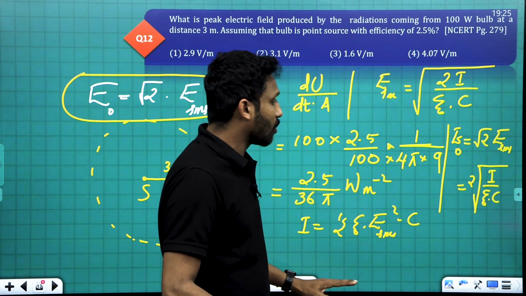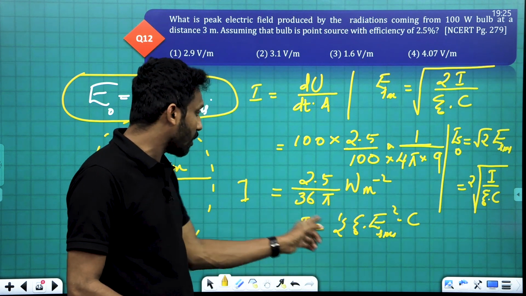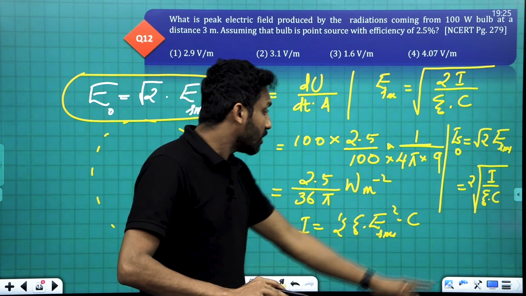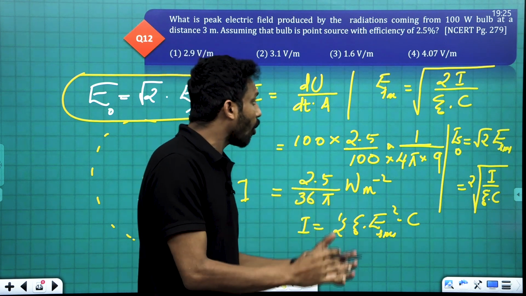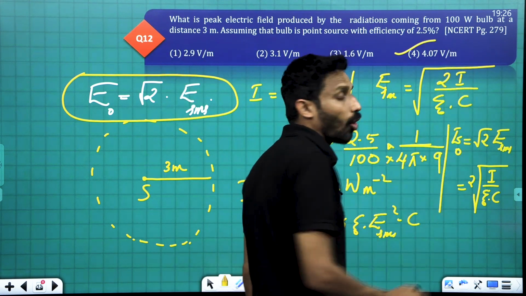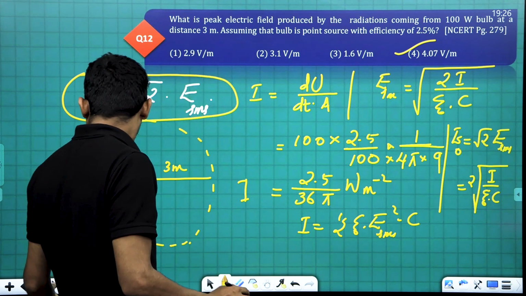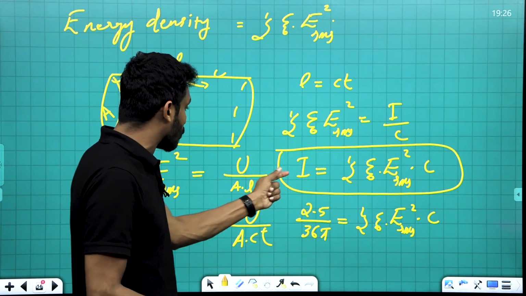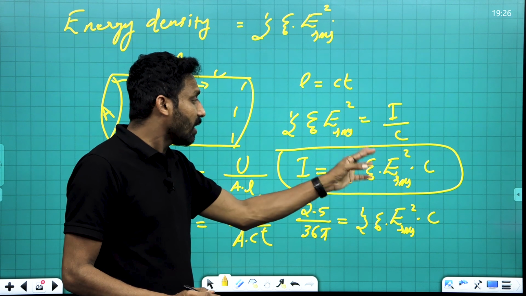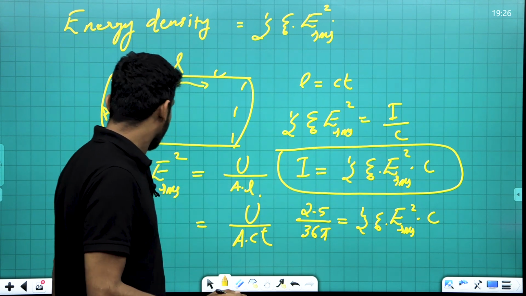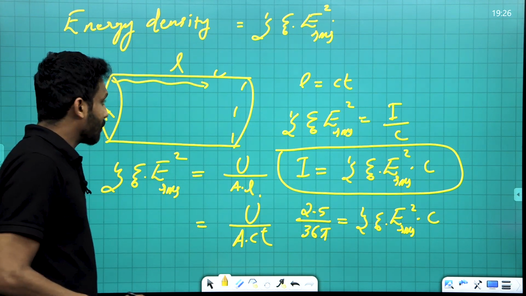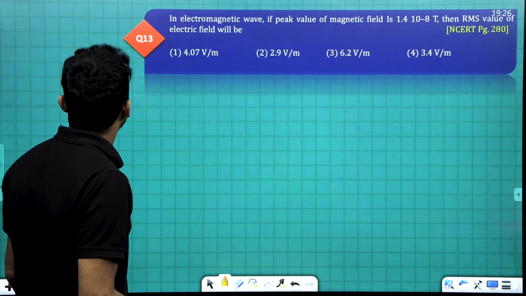Now everything is okay. I value is given here, epsilon naught value we know, C value we know. When we put all these, we get the answer as option 4. I hope you understood clearly. The important formula is this one: intensity in terms of E RMS and C. Very good. Moving to the next one.